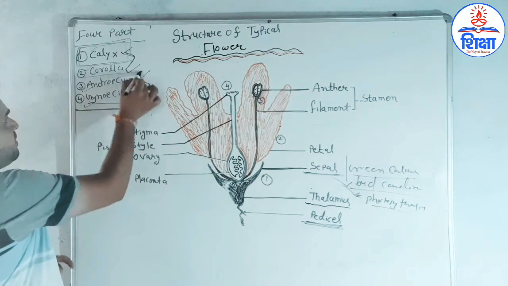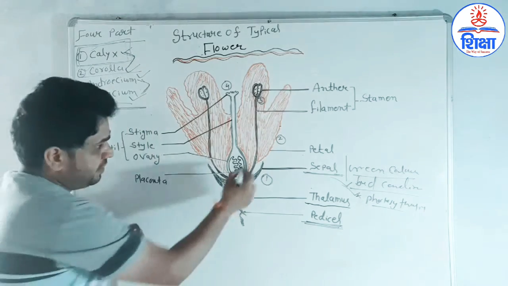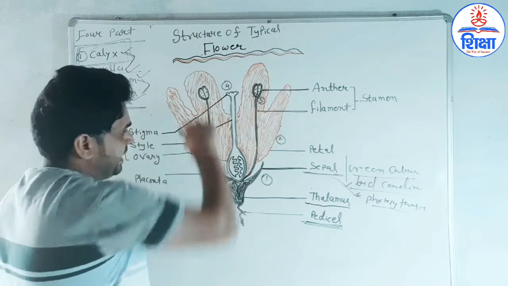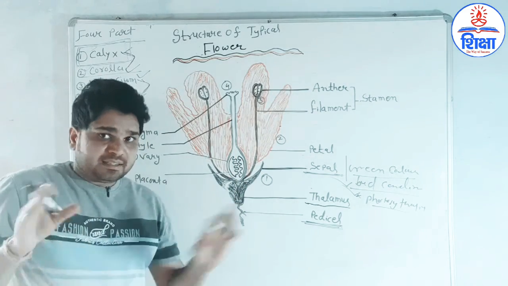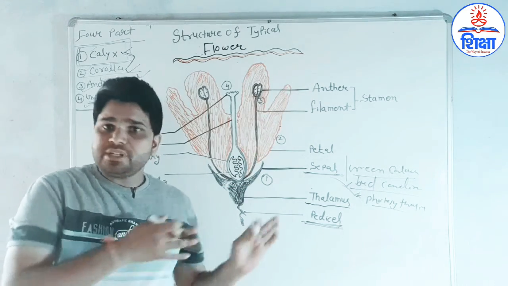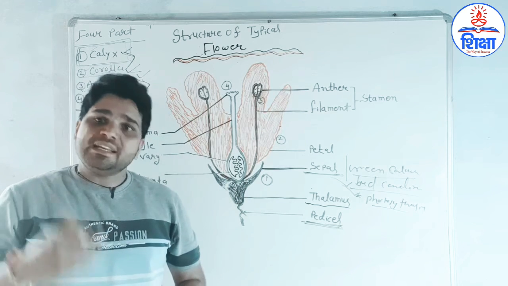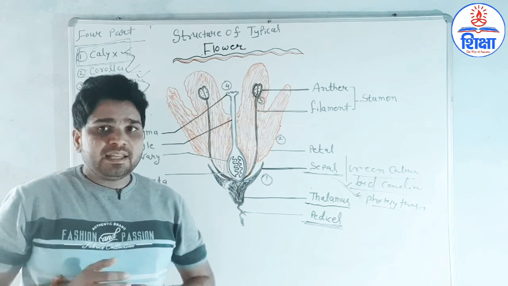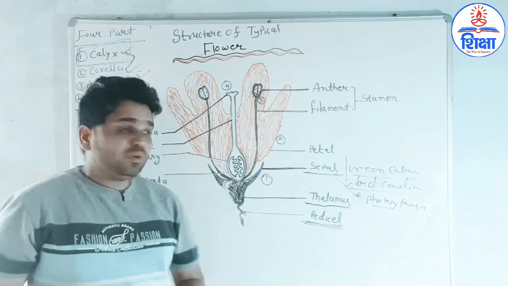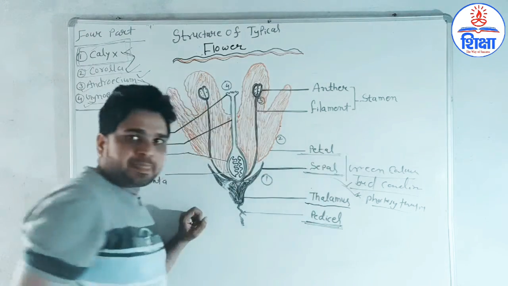Students, the second part is corolla. The second whorl of the flower is called corolla. It consists of the colorful leaves of the flower. Generally, it is more than 1 in number, so the unit of corolla is called petal.